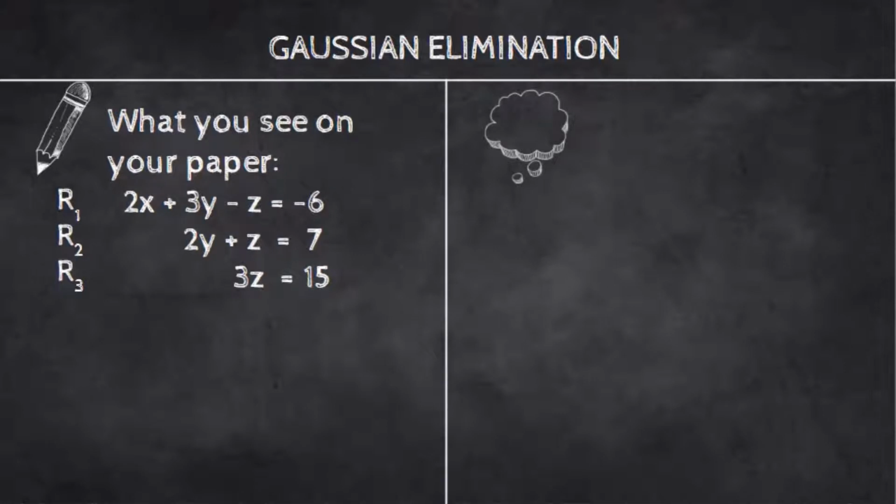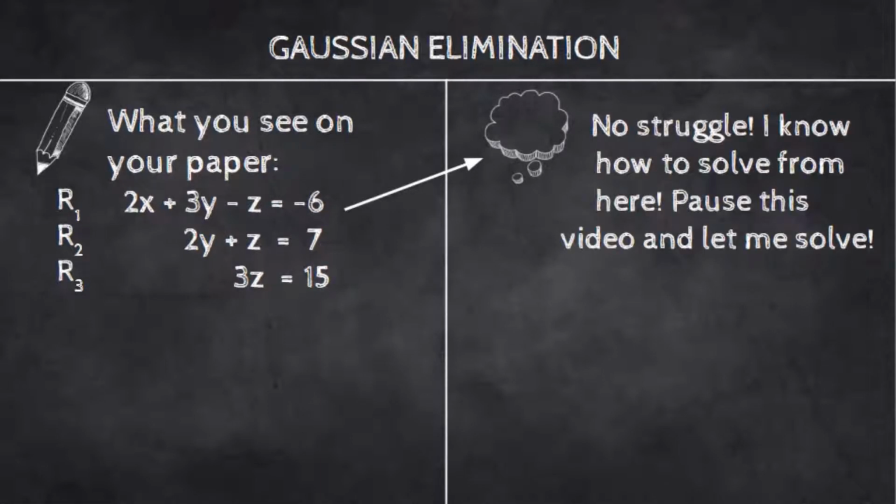And so here is what you see on your paper. Notice that row 1 leads with the x term, row 2 leads with the y term, row 3 leads with the z term. So now you're ready to think, oh, no struggle, I know how to solve from here. Pause this video and let me solve.